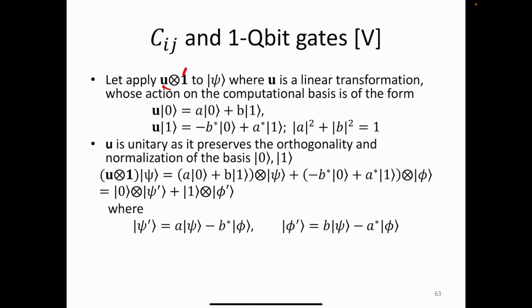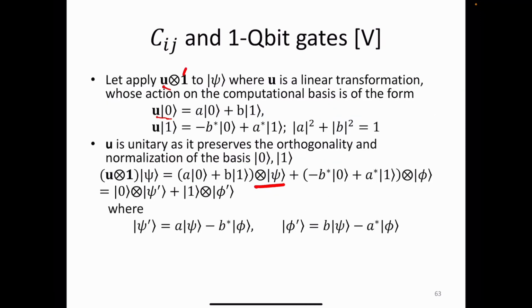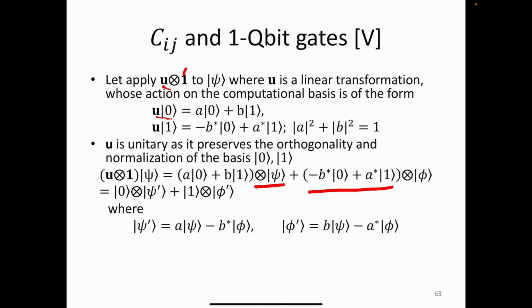So if we now apply that, so just take U of the state 0 here, with the state psi, then it's the same as we had on the previous slide with 0 and the state psi. So that's what we do here. And for 1, the state phi, which is what we had in the previous slide, 1 with the state phi. Okay, giving us this nice result here with psi prime and phi prime, where we just summarize psi prime as A psi minus B star phi, and phi prime as B psi minus A star phi.